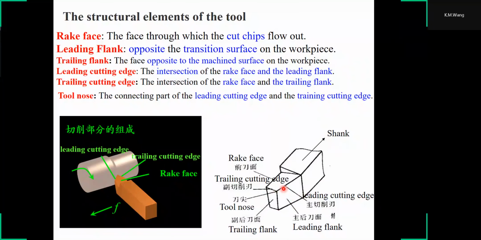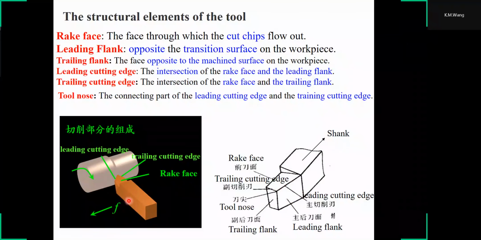One is this edge. This edge is the leading cutting edge. The leading cutting edge is the intersection of the rake face and the leading flank. In this picture, this is the leading cutting edge. Okay.